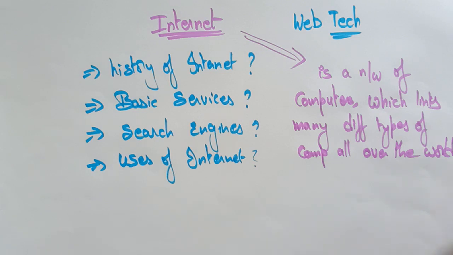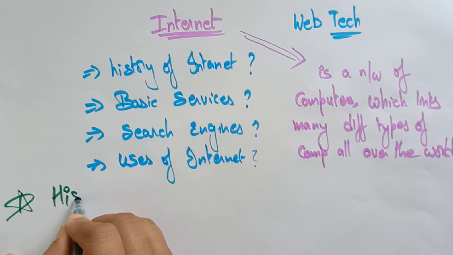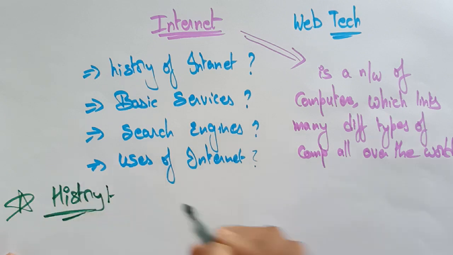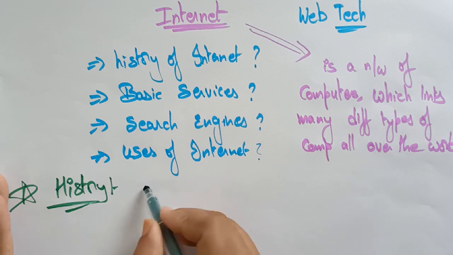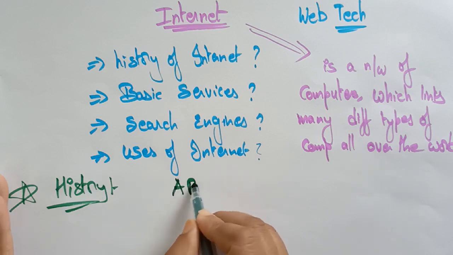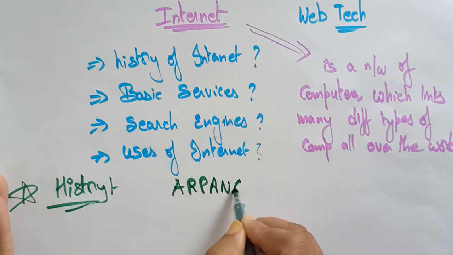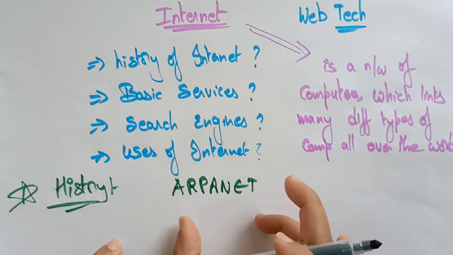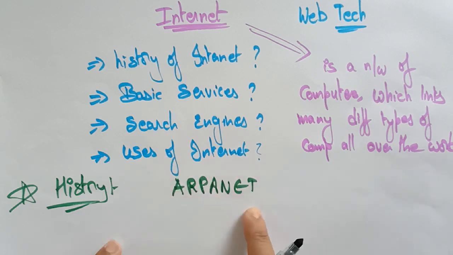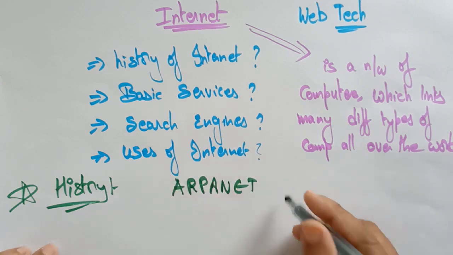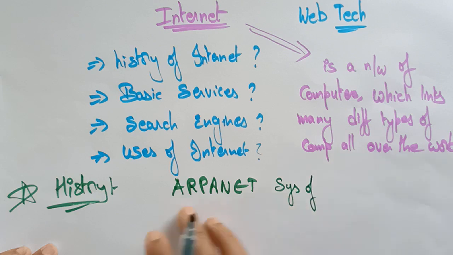Now let's see the history of the internet. Actually, when was this internet concept raised? The history of the internet has its roots in the ARPANET system. The root starts with the ARPANET, and from this the internet was established. So what is this ARPANET?